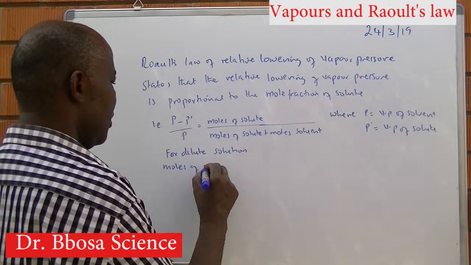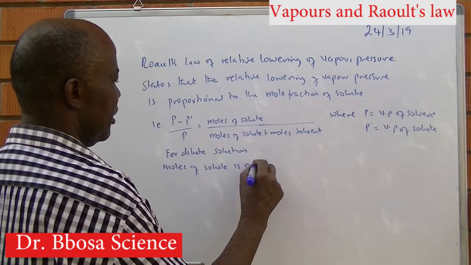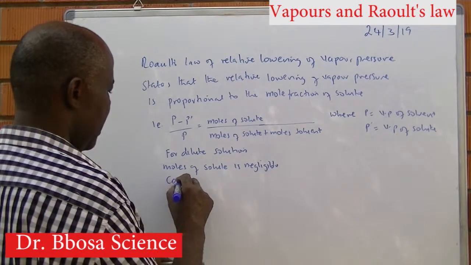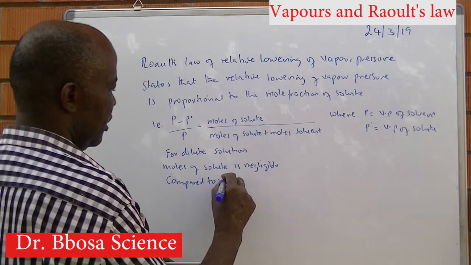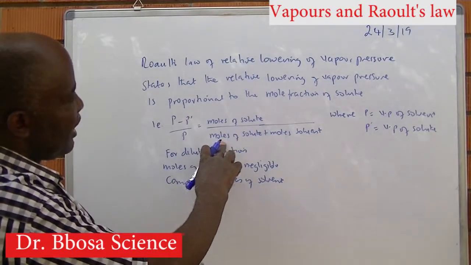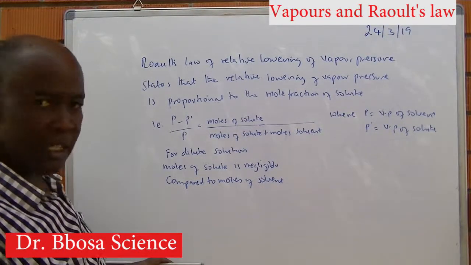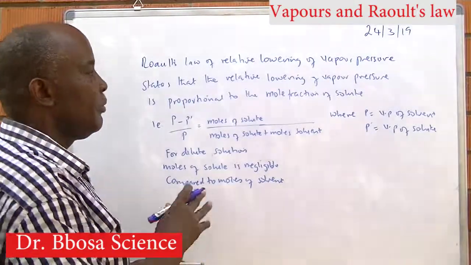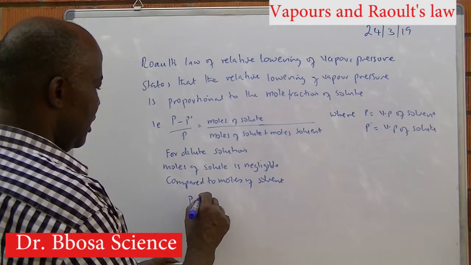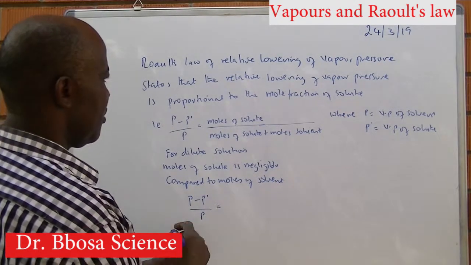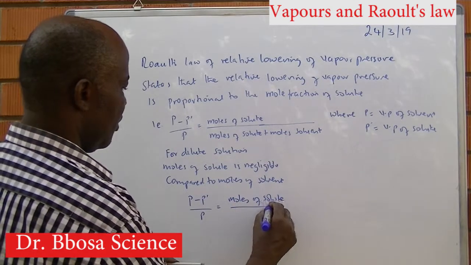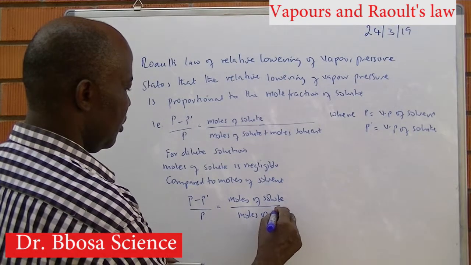For that solution, the moles of solute are negligible, very small compared to the moles of solvent. Actually, this law is only achieved when the solution is dilute. It implies that P minus P dash over P will be equal to moles of solute over moles of solvent.